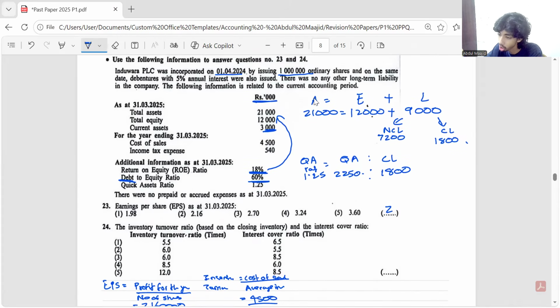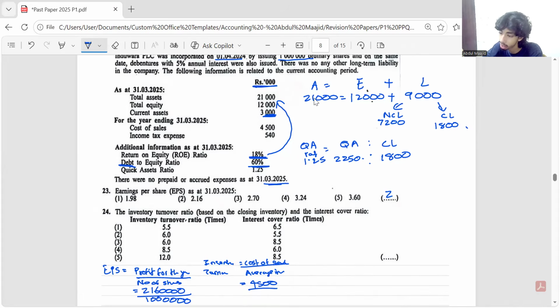Now you know the difference between your current asset and quick asset is your prepaid expense and closing stock, right? Now here they are saying there are no prepaid or accrued expenses at 31st March 2025. Then the difference between your current asset and quick asset, 750, connects to your closing stock.